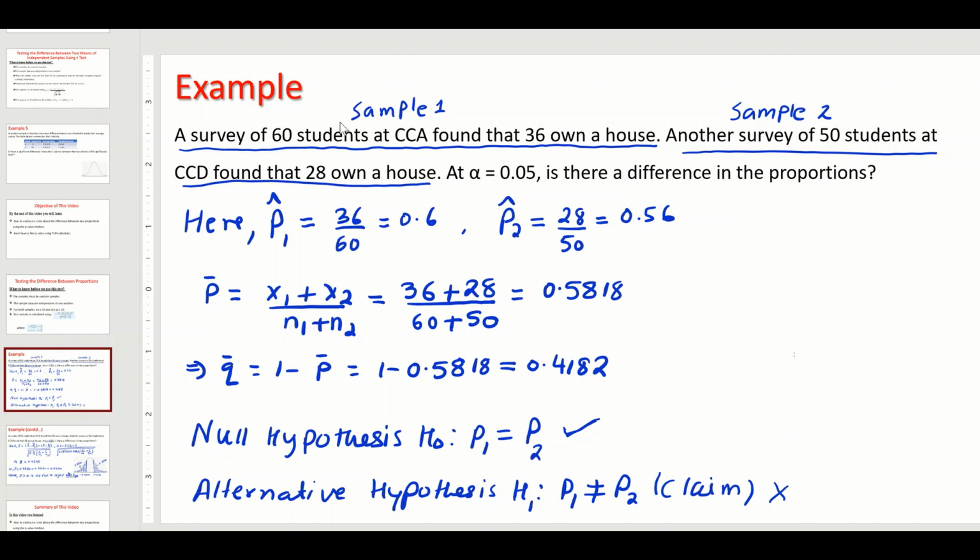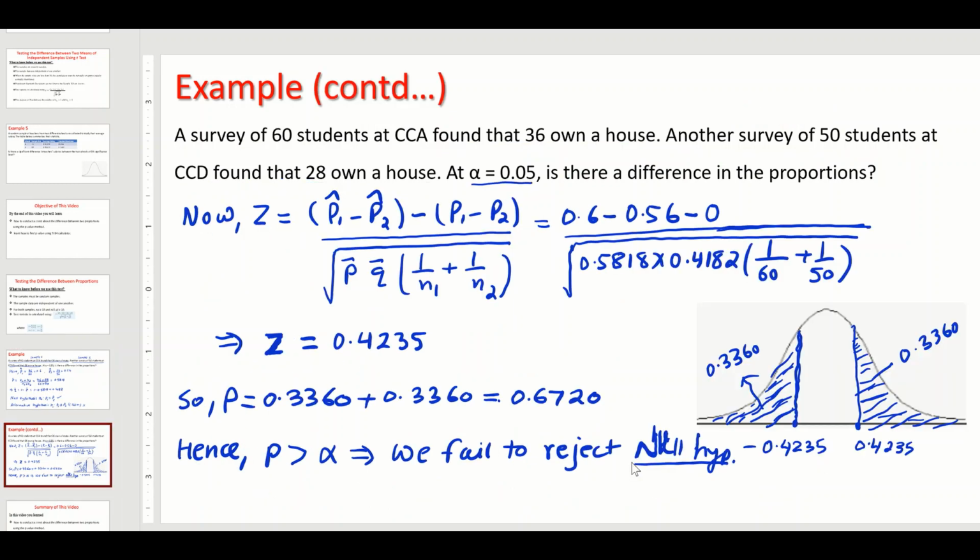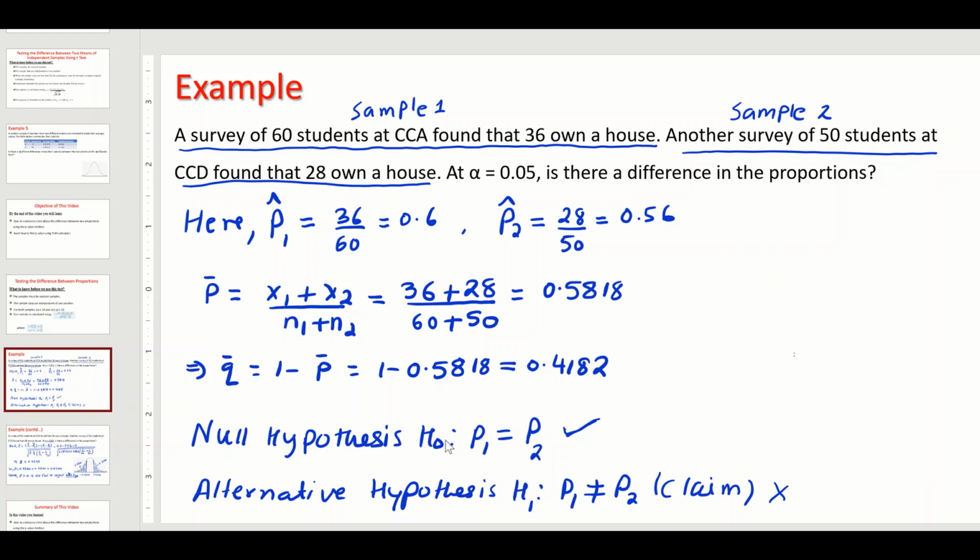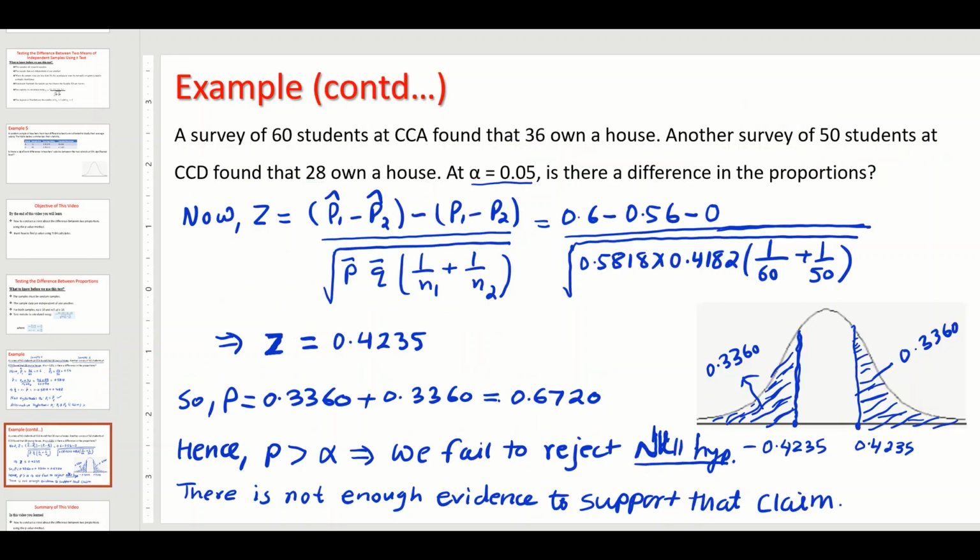Okay, let me make it a little bit clearer here. We fail to reject the null hypothesis. That means we are not rejecting the null hypothesis. Instead, we are rejecting the claim. That means there is not enough evidence to support the claim.